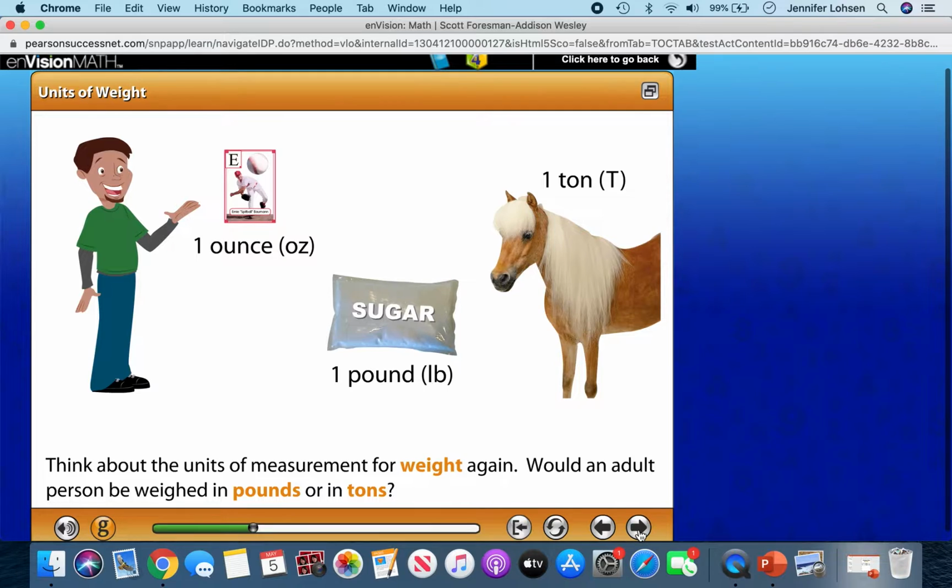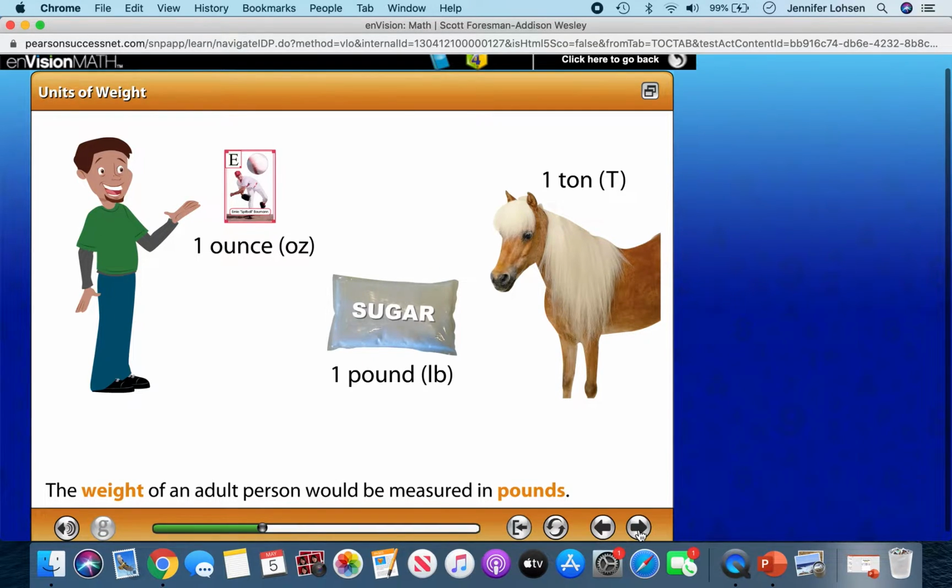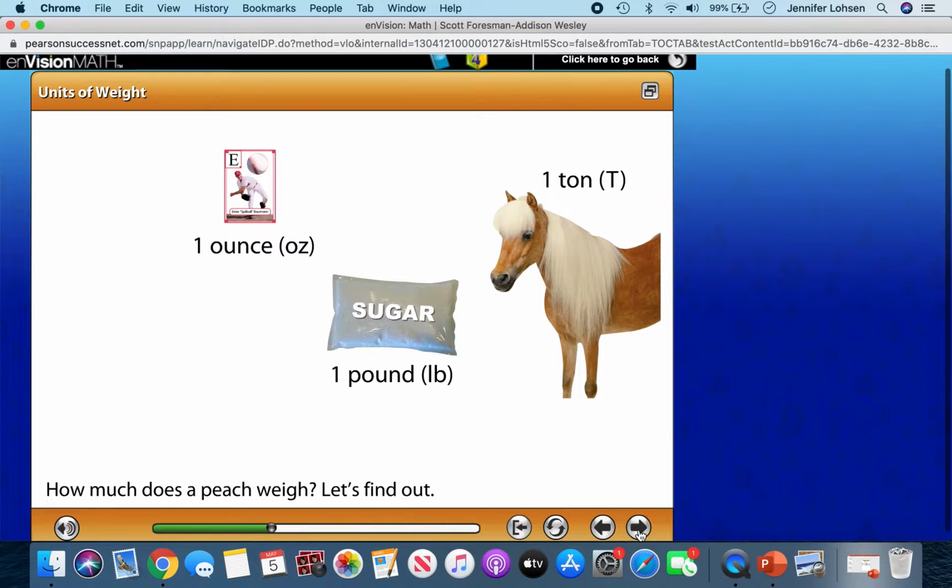Think about which would be the most appropriate unit to measure the weight of a person. Keep in mind, the unit to measure is usually a smaller unit, not going to be a larger unit. The weight of an adult person would be measured in pounds. Yes, pounds. How much does a peach weigh?